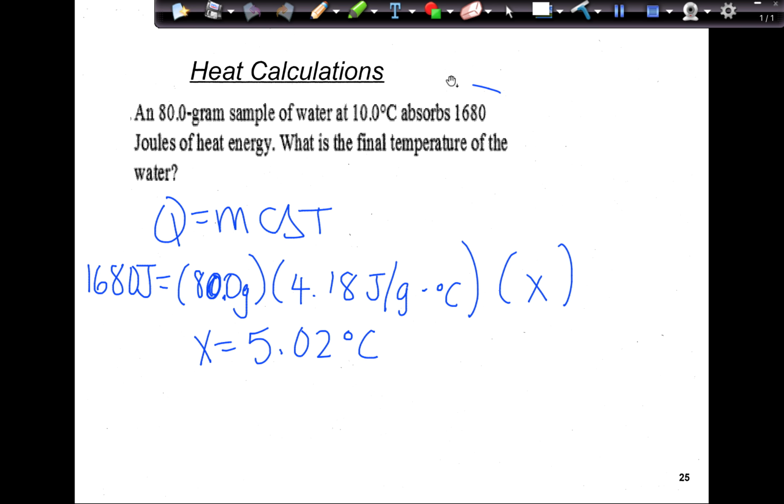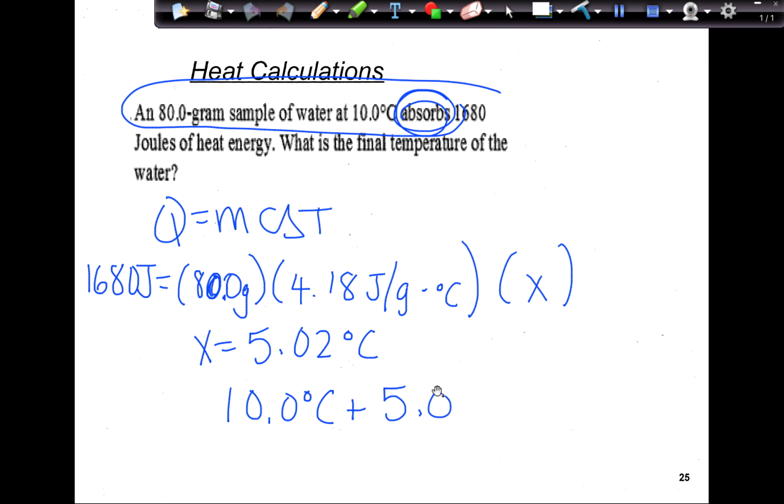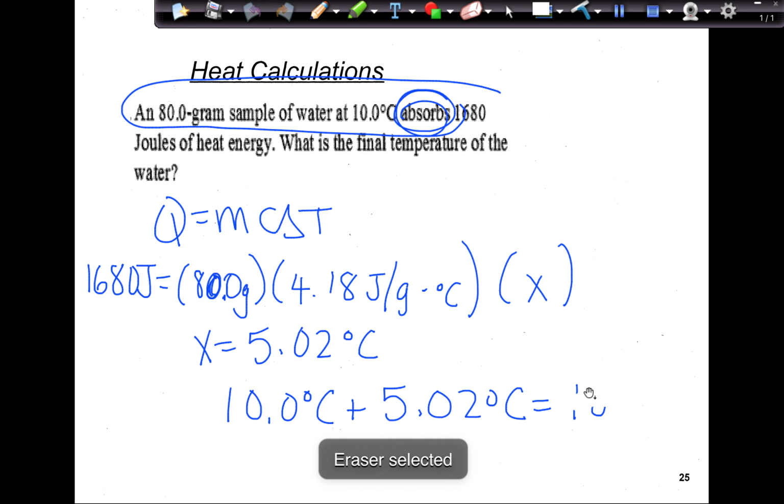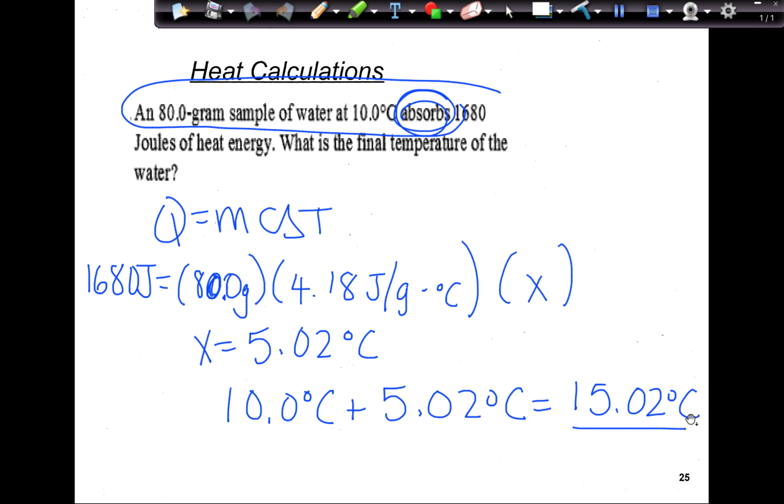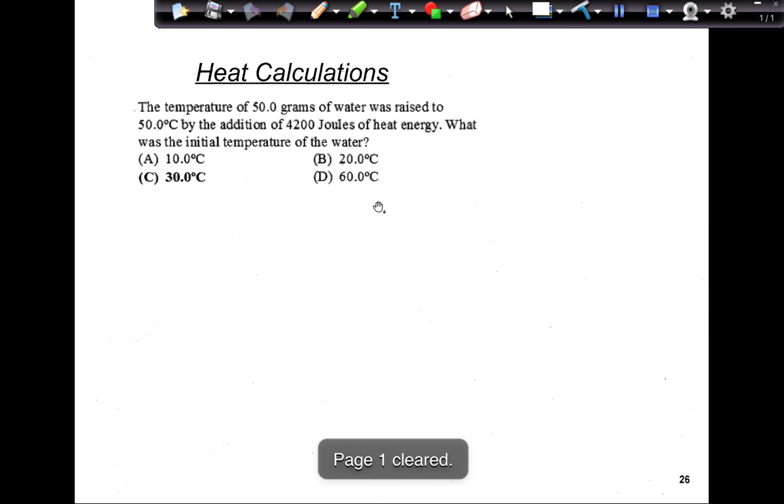I need to reread the question, and it says that this water absorbs the heat. So that means that it goes from 10.0 degrees Celsius up by 5.02 degrees Celsius, and my final temperature is higher than the original 10 degrees Celsius. My final temperature is 15.02 degrees Celsius after this addition of heat.